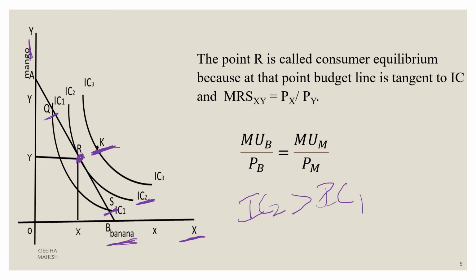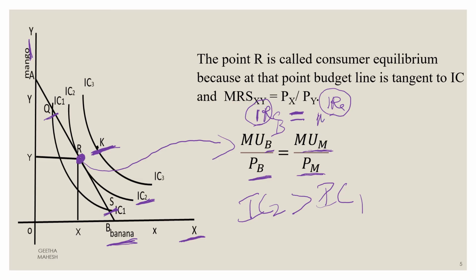So consumer reaches equilibrium at point R, and at point R you can see the marginal utility derived from banana divided by price of banana is exactly equal to marginal utility derived from mango divided by the price of mango. That means the last rupee you spend on banana gives the same level of utility as the last rupee spent on mangoes too. The utility derived from banana from the last rupee and the utility derived from mangoes by spending the last rupee will be the same. So at point R, consumer is said to be in equilibrium. That means point R is an optimal choice of a consumer.